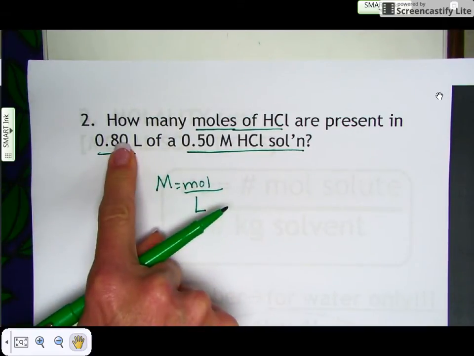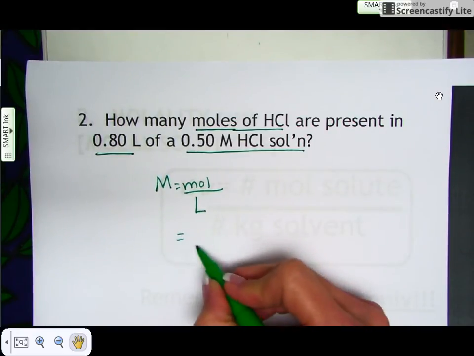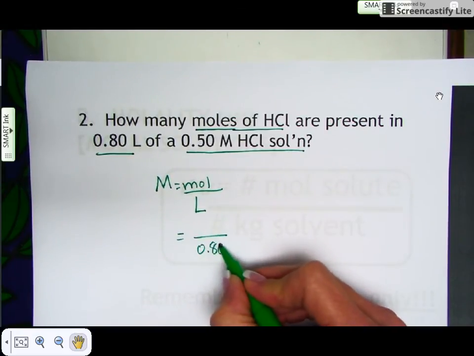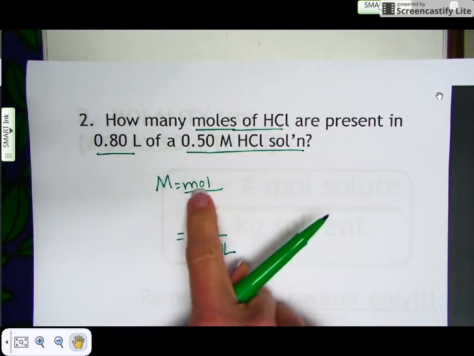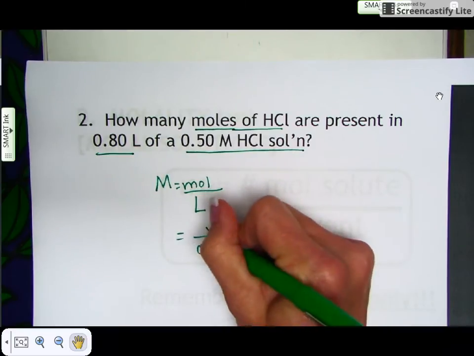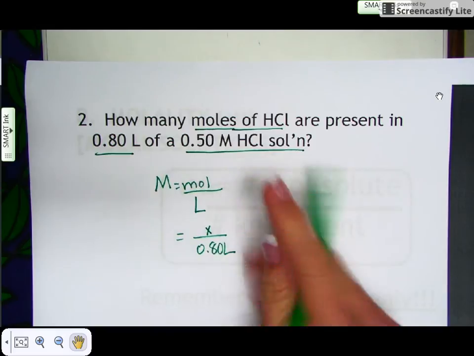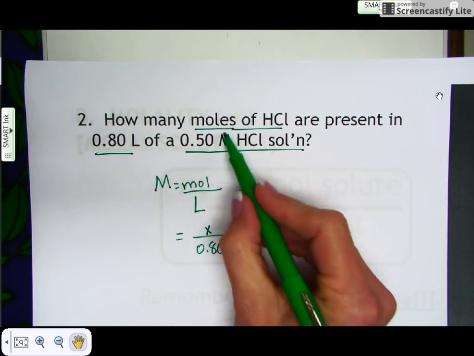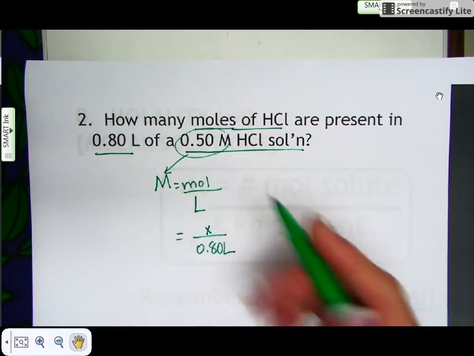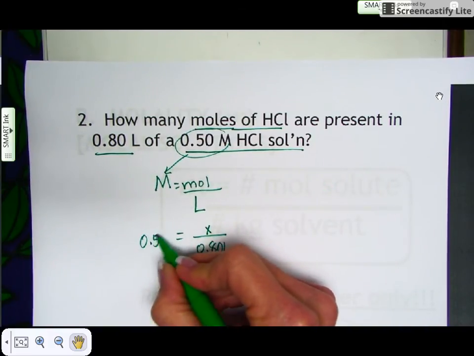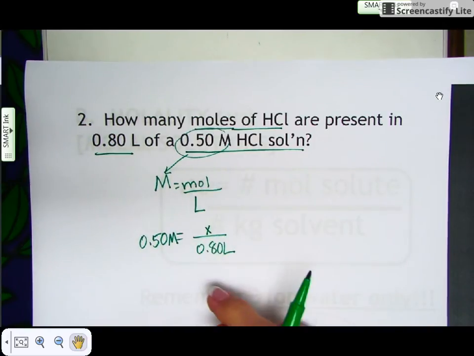We do know the volume, so we're going to plug that in to the denominator again. 0.80 liters. They want us to find how many moles. So they're wanting us to find X. This is our number of moles. And they gave us the molarity. Notice here, this number, we'll plug in here. The capital M is molarity. We're going to plug that in here. So 0.50 molar, or moles per liter.